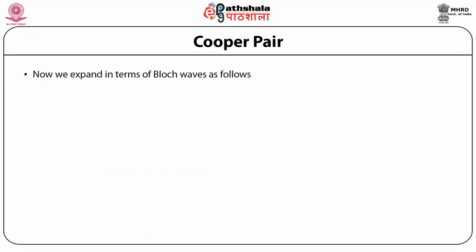Now proceeding ahead, we expand in terms of the Bloch wave as follows. The spatial part of the wave function is written as the summation over k of phi k multiplied by e raised to the power iota k dot (R1 minus R2). This phi k is an even function.